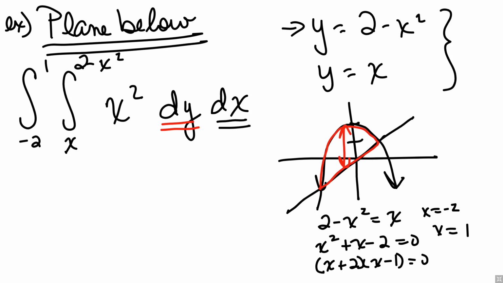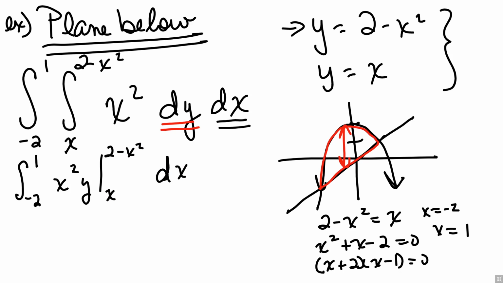Okay, so let's deal with evaluating this. So we're going to have the integral from negative 2 to 1. If we take the antiderivative of this with respect to y, what will we get? Yes, we're going to get x squared y, and then we're going to evaluate it from x to 2 minus x squared. And then we're going to integrate with respect to x.